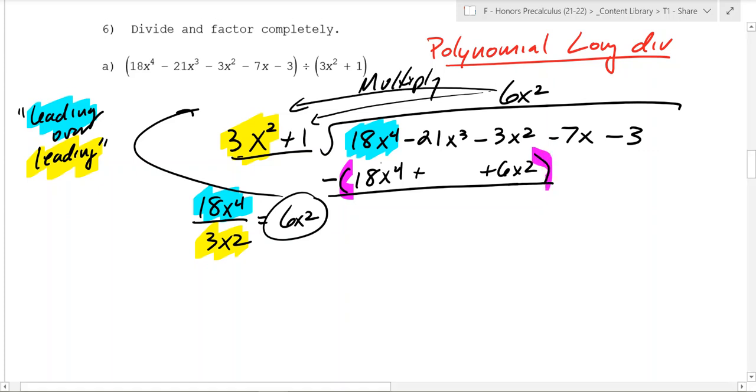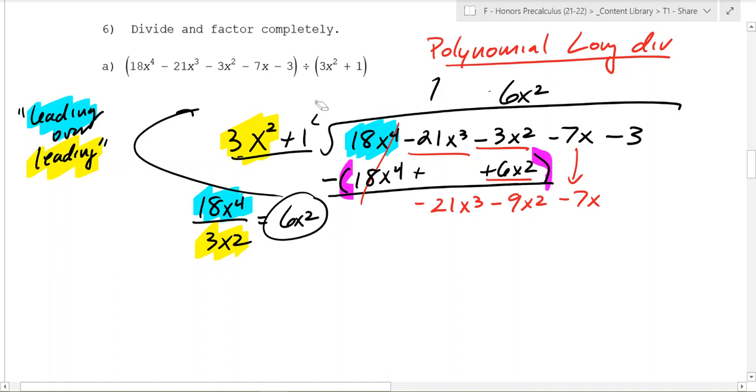Now you subtract. These two are going to cancel. Nothing's under here, so it's minus 21x cubed. And then you have minus 3x squared minus 6x squared, so you have minus 9x squared. And then just like with long division, you drop this down. And now you do the same thing again. You do leading over leading again.